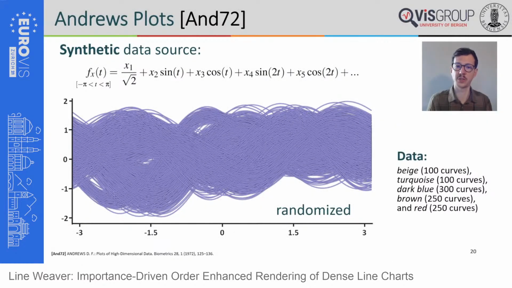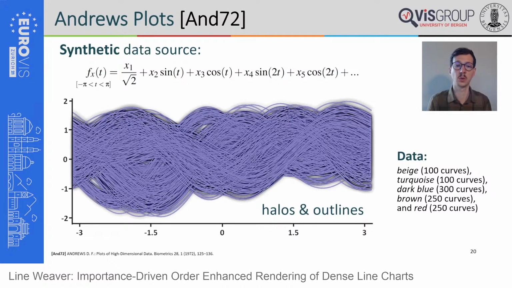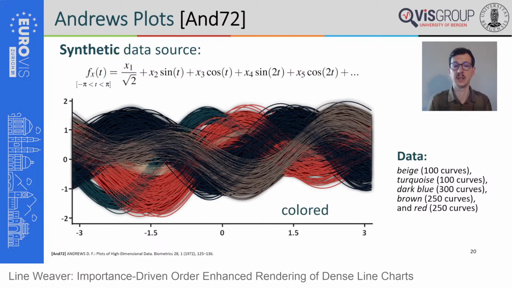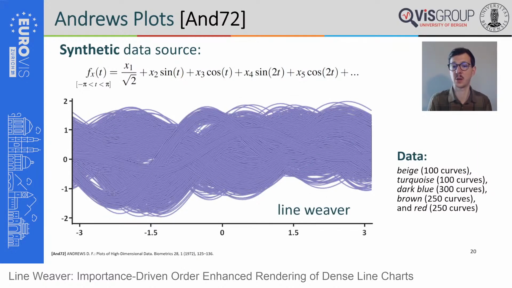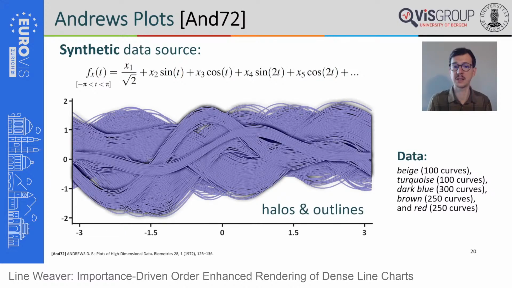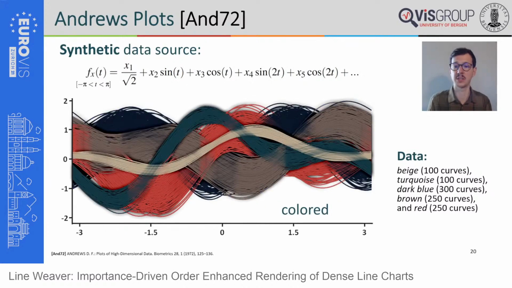Another well-established form of visualization are Andrews plots, which are sometimes also referred to as smooth parallel coordinate plots. Each n-dimensional data point is defined as a finite Fourier series, and here you can see the result of such a transformation. If the blending order is ignored or naively used, essential visual information is lost, even if outlines and halos are added or clusters are colored. If, however, the ordering of clusters is optimized, both outlines and halos, as well as colors, can help perceiving clusters.